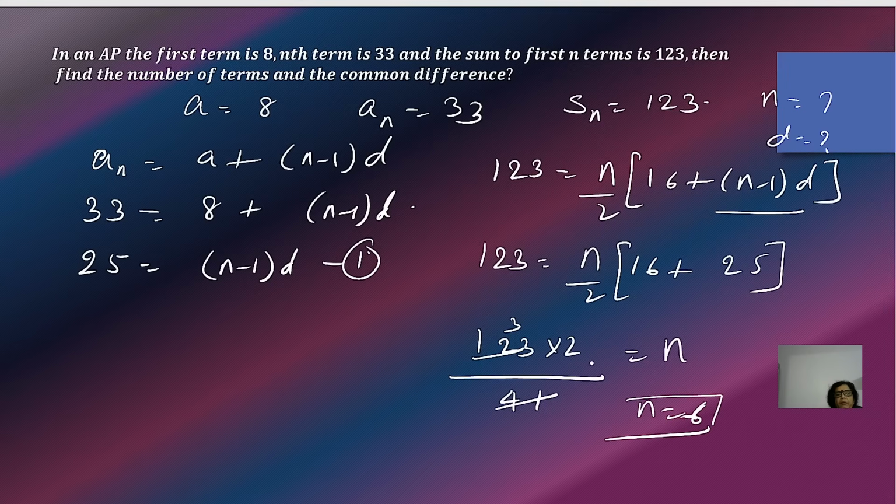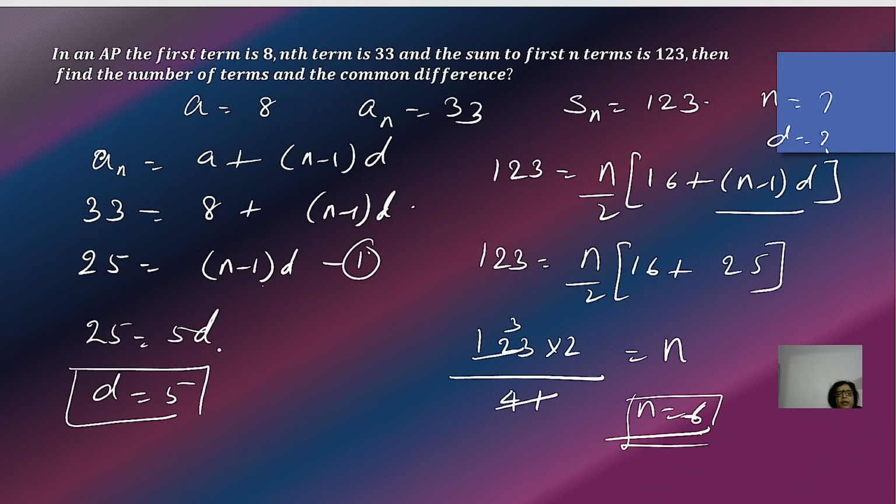Now find the common difference. So we put the value of n as 6 over here. We get 25 is equal to 5d. So d is equal to 5. So number of terms are 6 and the common difference is 5.